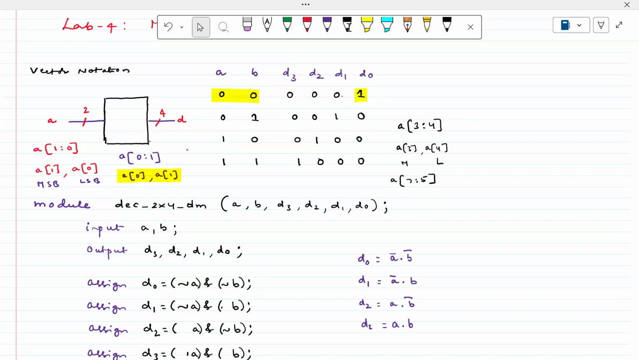Yeah. So how many lines do we have here? Three lines actually. A of 7 is one line, A of 6 is one line, A of 5 is another line. Okay, this is the range we have given. Please remember that this is the range.